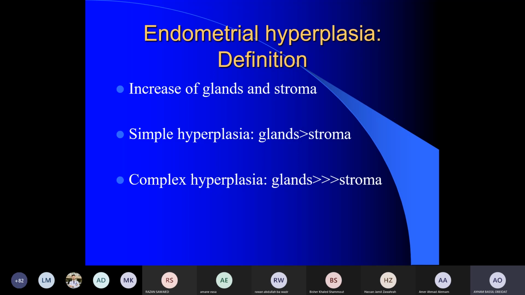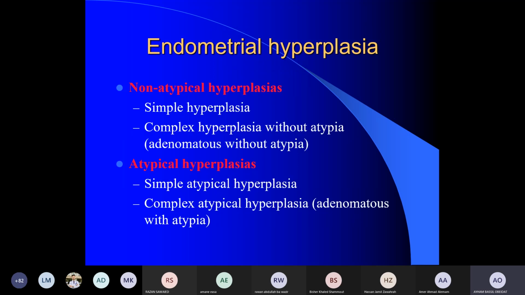Now, before we talk about endometrial adenocarcinoma, we have to talk about what we call endometrial hyperplasia. Hyperplasia means increase in the number of endometrial cells on both the glands and the stroma. It could be simple, it could be complex hyperplasia. So we have simple hyperplasia and we have complex hyperplasia. And with the simple or complex, we will have either no atypical cells or there is atypical cells. So at the end of the day, we have 4 types of hyperplasia.